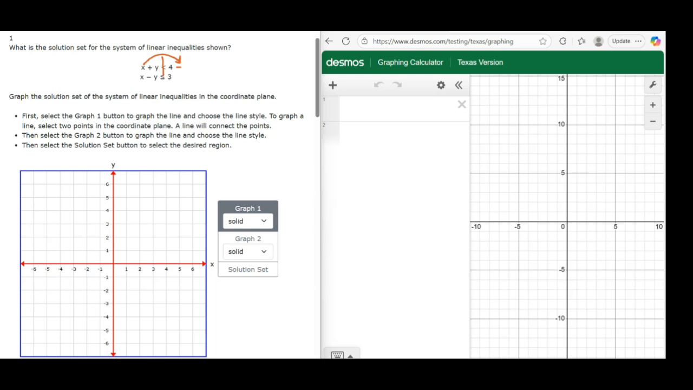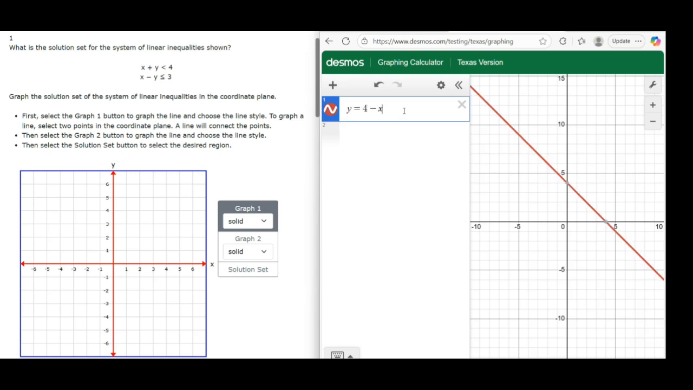Negative x. Now that the x is gone, you're left with the positive y. And that's all we wanted. So it's y is less than 4 minus x. Now instead of less than, we put equals, because less than won't show up on our testing calculator. And so 4 minus x gives us the line, because that's all we need right now, just the line.